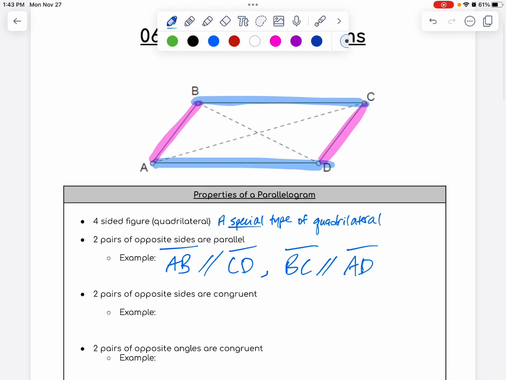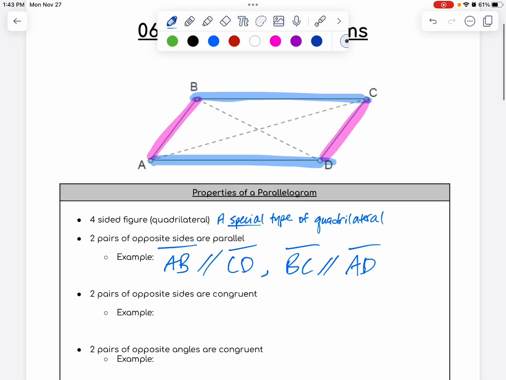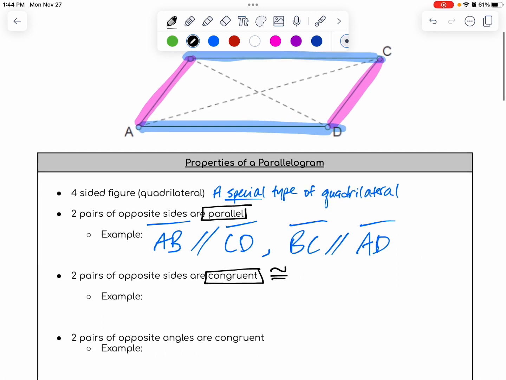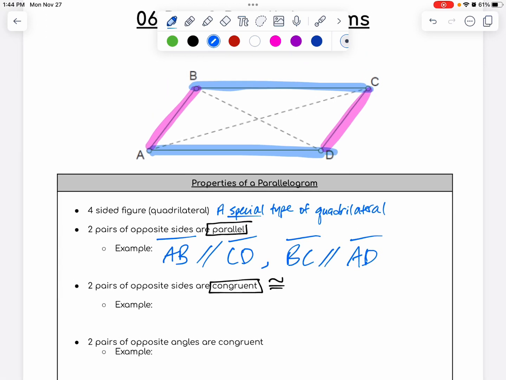Beautiful. It also has 2 pairs of opposite sides congruent. Be really careful because we have a special word here, parallel. That means the train tracks. Congruent. The symbol for that is the equal with the squiggly. Be careful. There's a big difference between those 2 things that I'm talking about. So AB, I'm going to put a tick mark on it. It is the same exact length as CD.